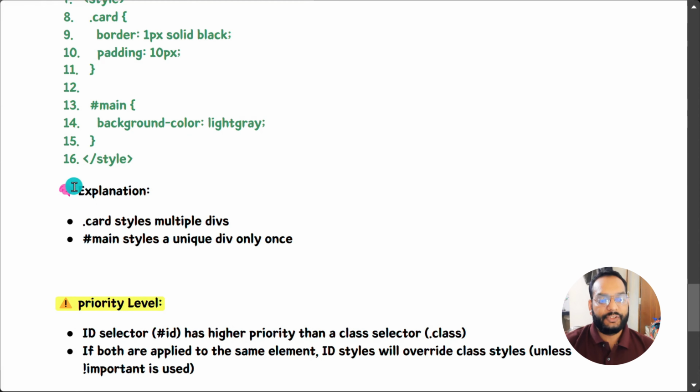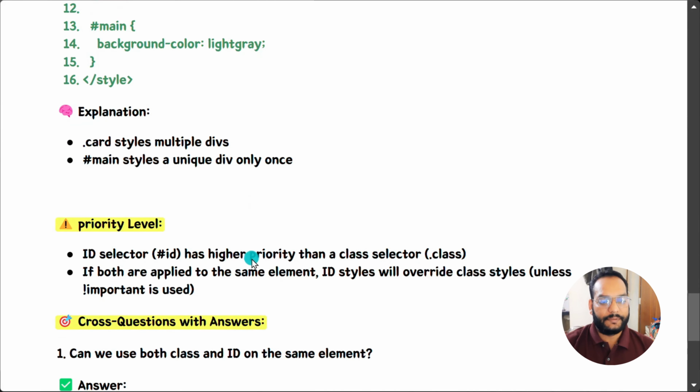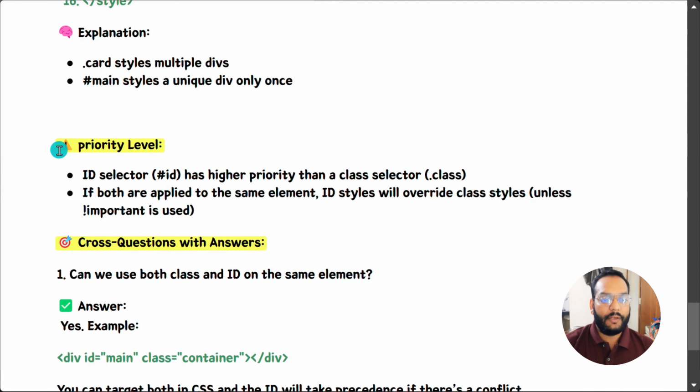So in the explanation we can see that dot card styles multiple divs as well as main styles a unique div only once. So here we have our priority level. First one is ID selector has higher priority than a class selector if both are applied to the same element. ID style will override class style. So ID always has higher priority.